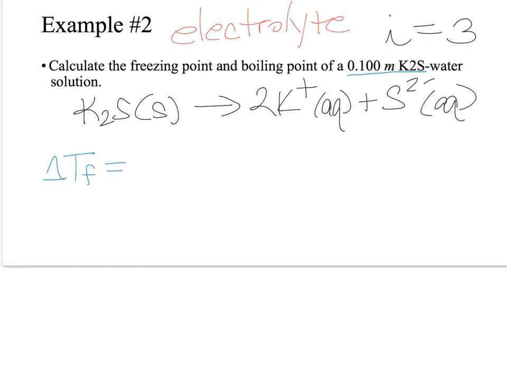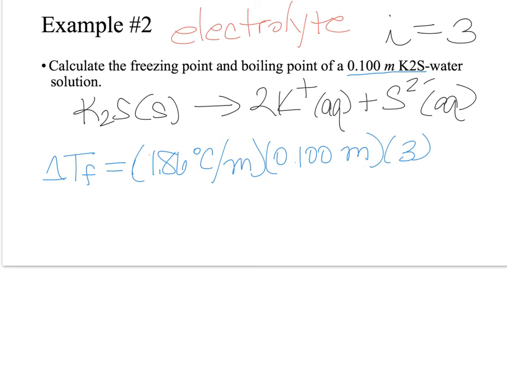Calculating the freezing point would be 1.86 degrees Celsius per molal times 0.100 molal times 3 equals 0.558. So the new freezing point would be a negative 0.558 degrees Celsius.